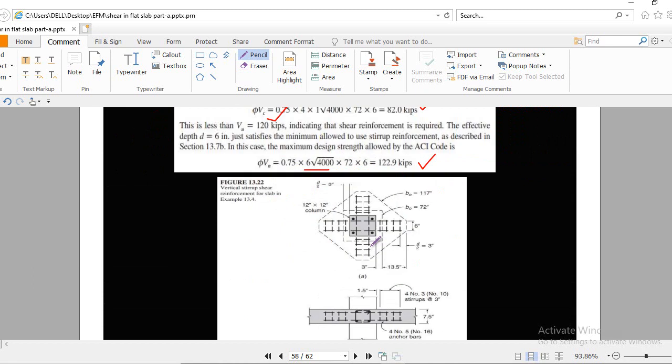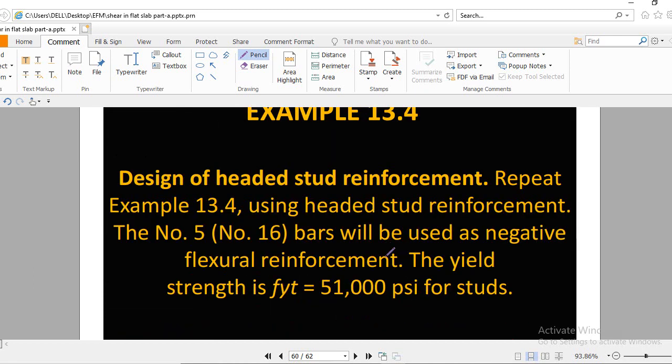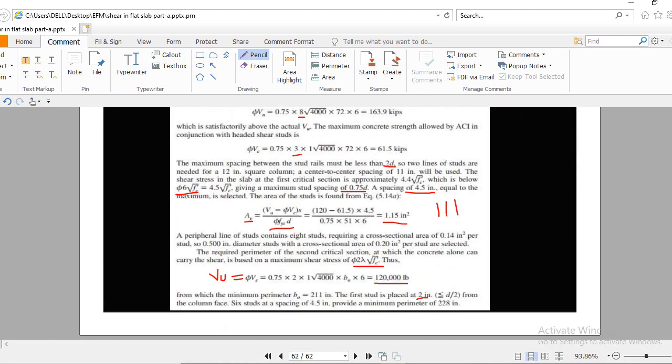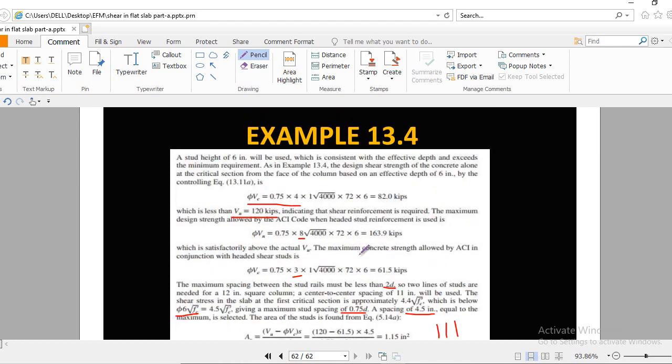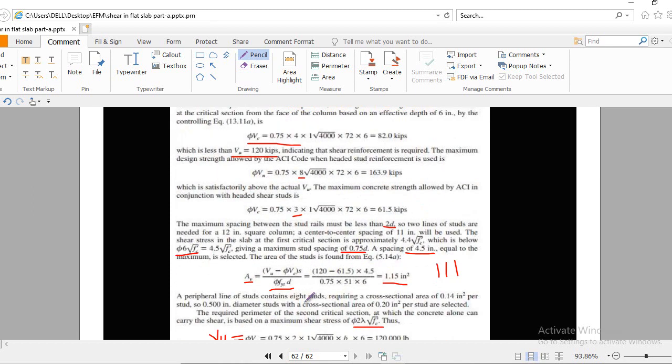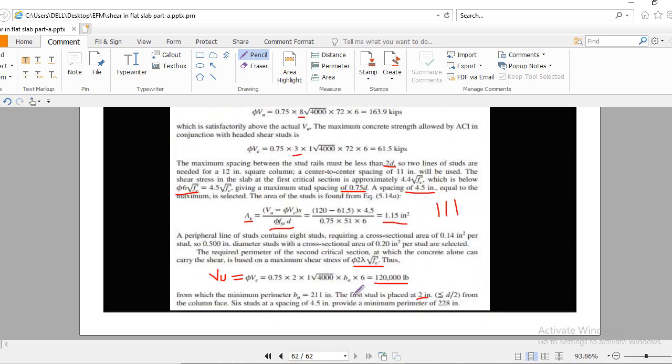There you see the steps are not fully explained. They just say b naught is equal to 211. So how did they get this value? They use this approach, but you can use the same approach as we did in that example. So this is another way that you can do the calculation as well.